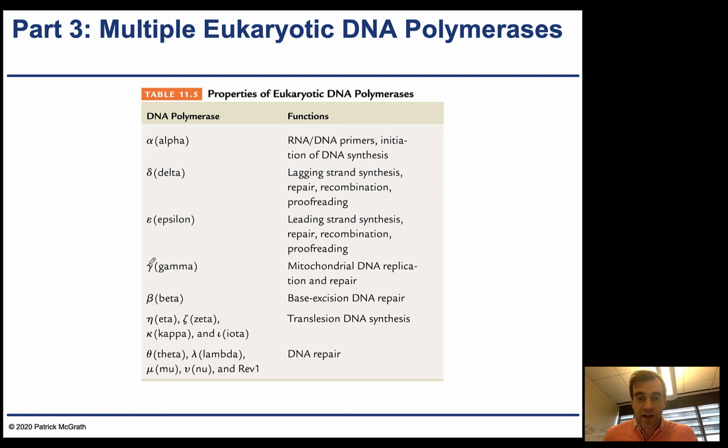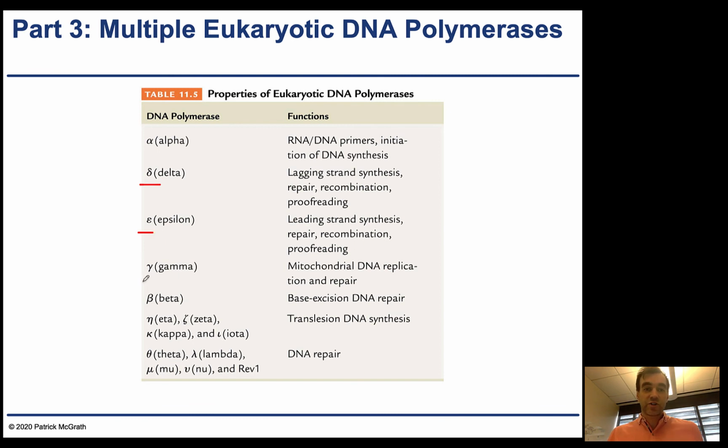Delta and epsilon are the primary polymerases used for replication. These are like DNA polymerase 3 for bacteria, but they're actually separated into leading and lagging strand synthesis. So unlike bacteria, which use the same polymerase for both the leading strand and the lagging strand, eukaryotic cells use different polymerases, the delta versus the epsilon.